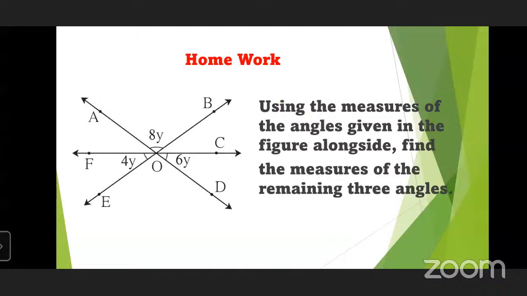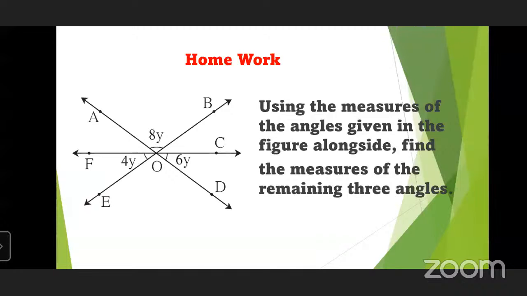So here, there is a figure given. There are 6 rays originating from point O, and they form some angles. But only 3 of the measures are given in the figure. Using the measurements of the angles given in the figure alongside, find the measures of the remaining 3 angles.